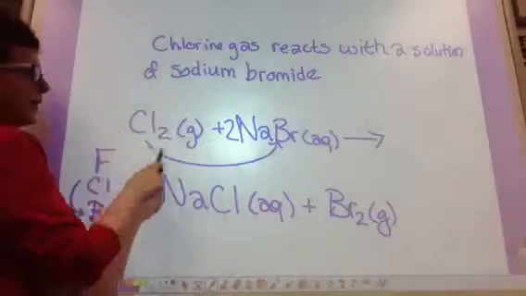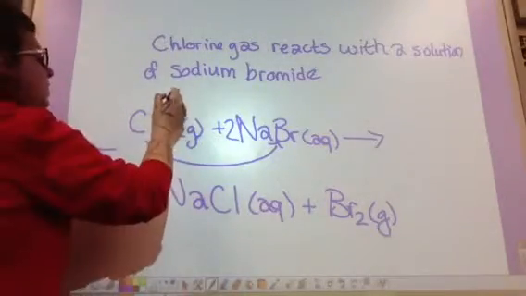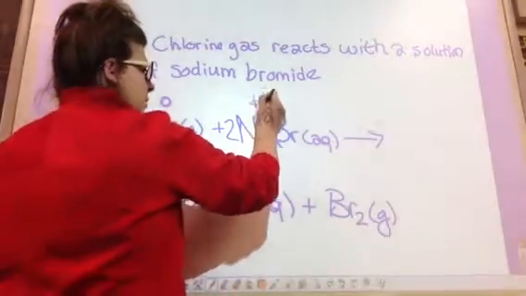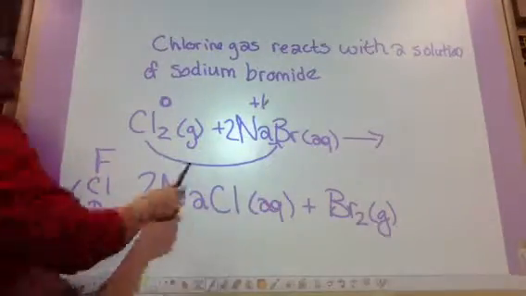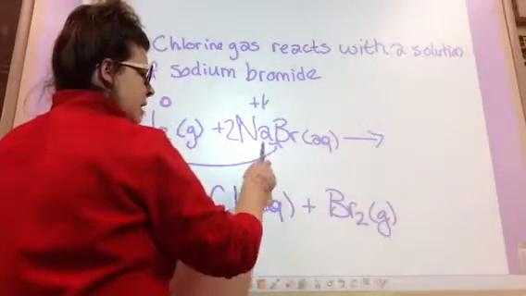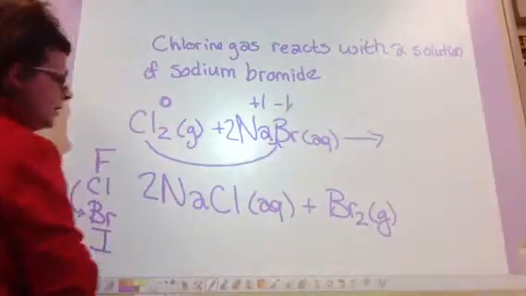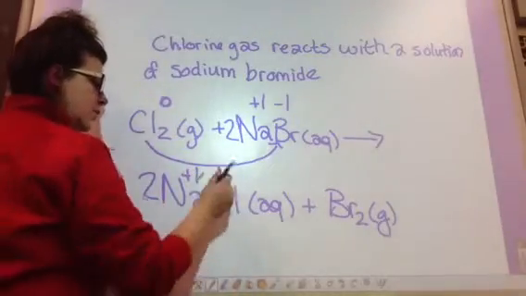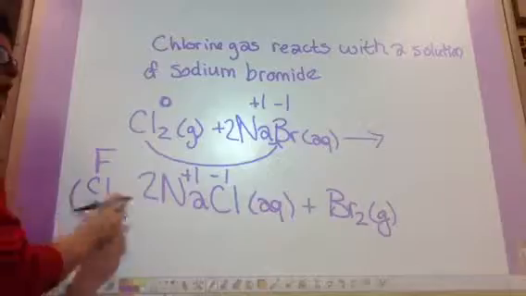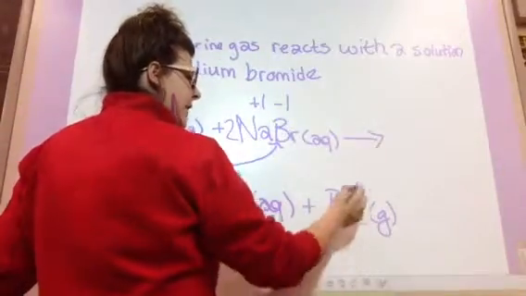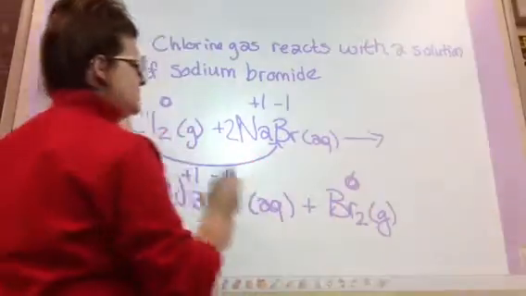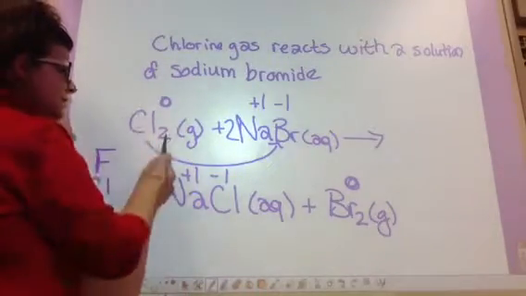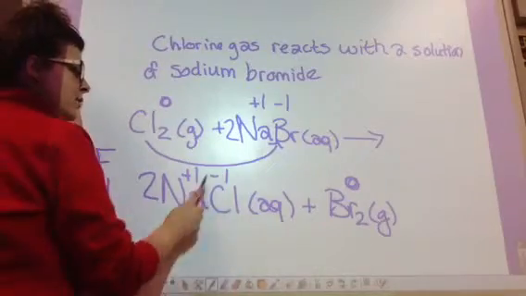So chlorine here, elemental, it's a diatomic element, so it would have an oxidation state of 0. Sodium, always a +1, it's an alkali metal. In this case, if sodium is a +1, bromine has to be a -1. In NaCl, sodium is always a +1, so chlorine in this case has to be -1. And bromine here, it is a diatomic element, so it has an oxidation state of 0.